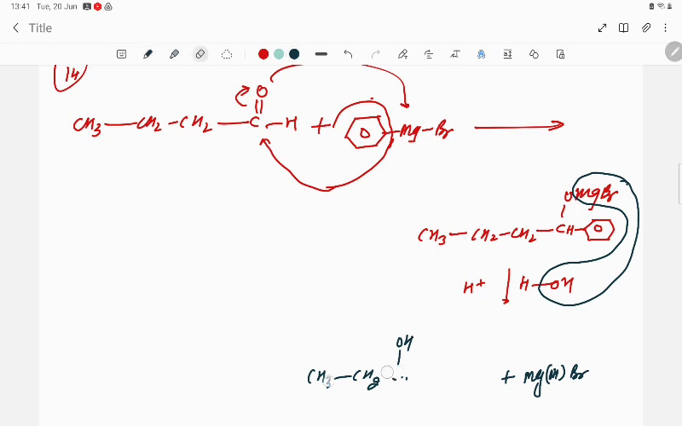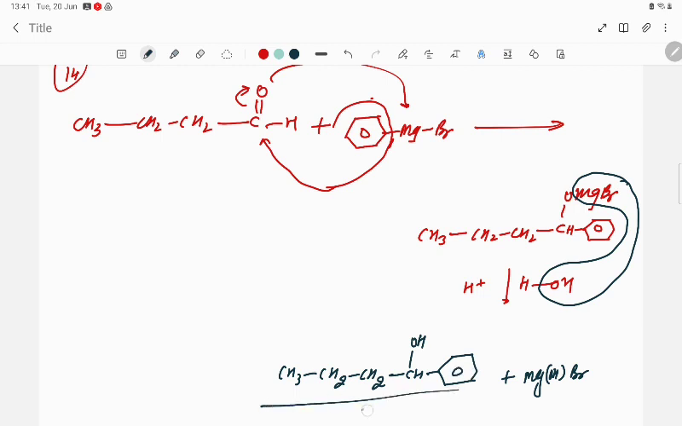Little wait. CH3 CH2 CH2, here is CH, this is OH. So what is the degree of alcohol, student? This is going to be 2 degree alcohol, student, right?